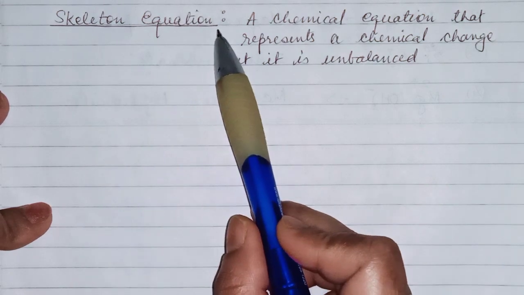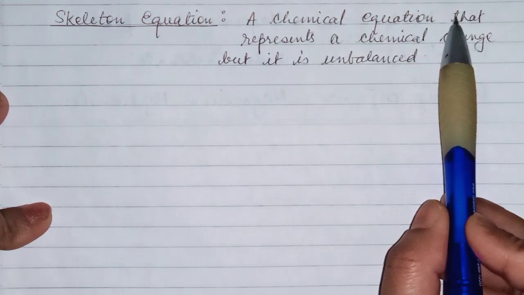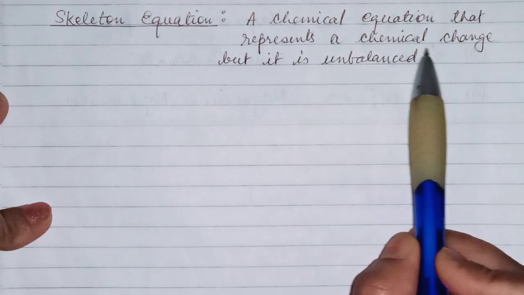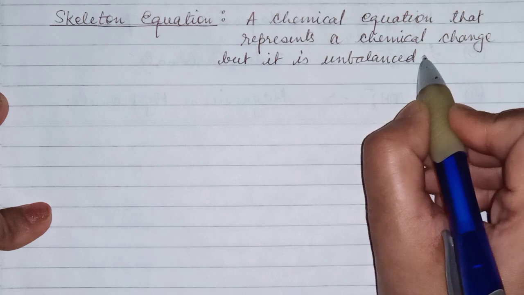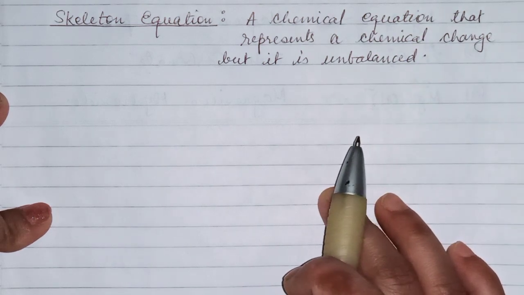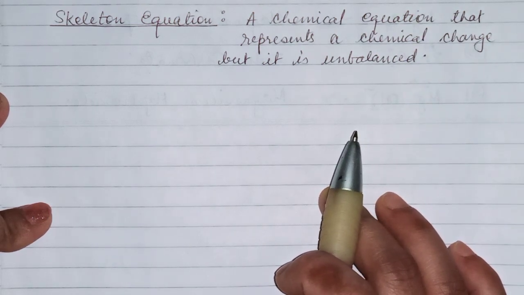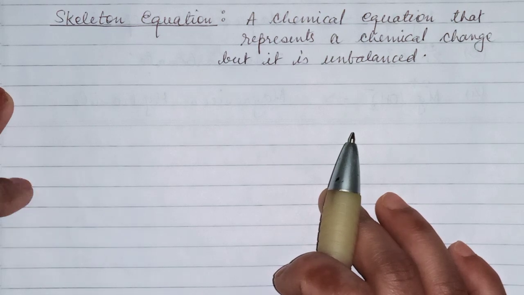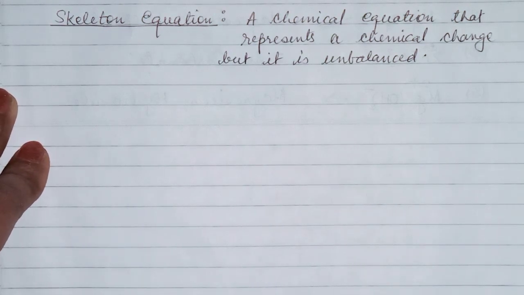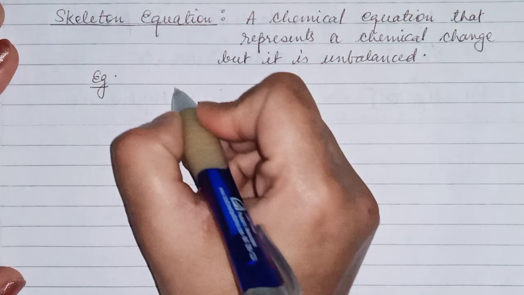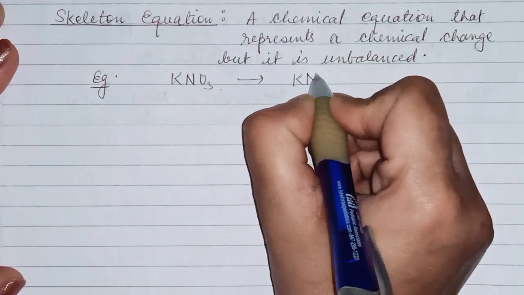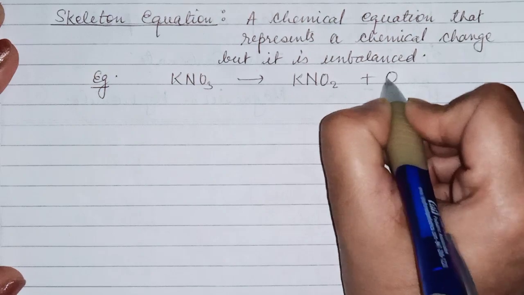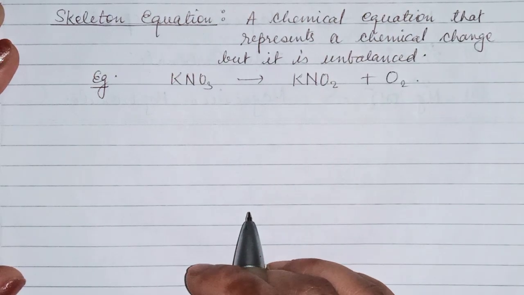See, a skeleton equation is a chemical equation that represents a chemical change but it is unbalanced. It is also representing a chemical equation, but here the number of atoms on the reactant side is not equal to the number of atoms on the product side. Let's take one example: KNO3 gives KNO2 plus O2.